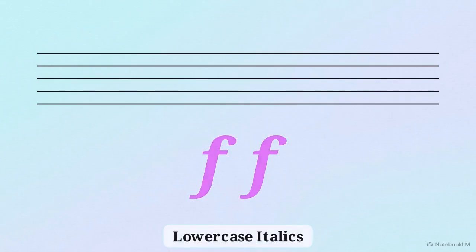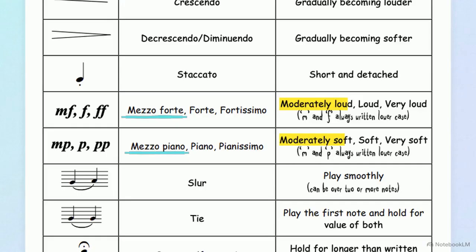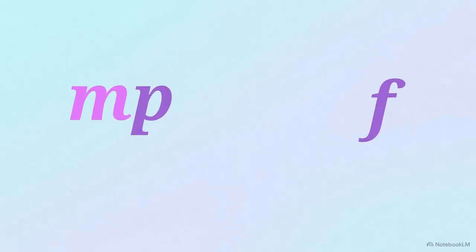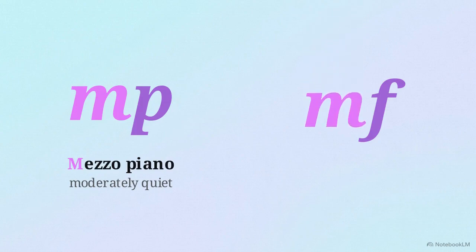Notice these are always written in lowercase italics, directly beneath the staff. On this same section of the chart, you can see how to hit the middle ground. The word mezzo literally translates to half. By placing an m in front, you create mezzo piano for moderately quiet, or mezzo forte for moderately loud.